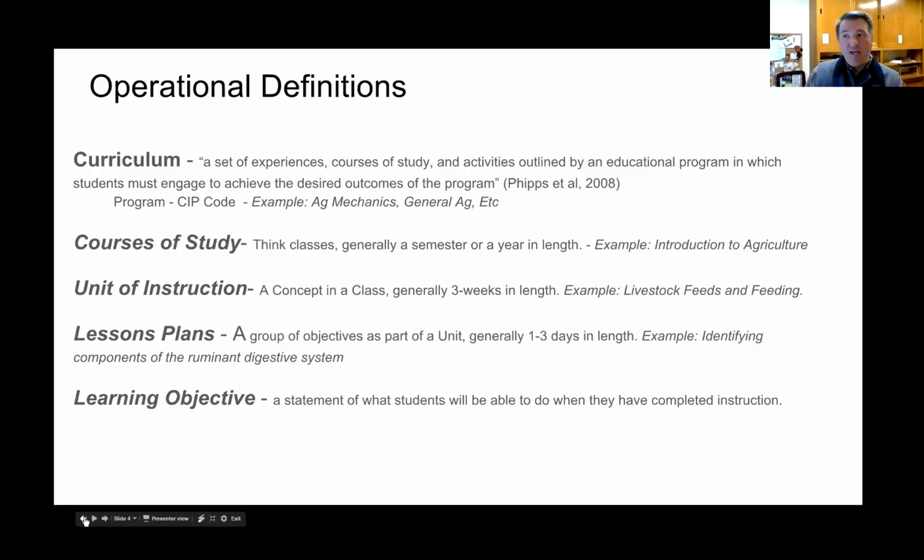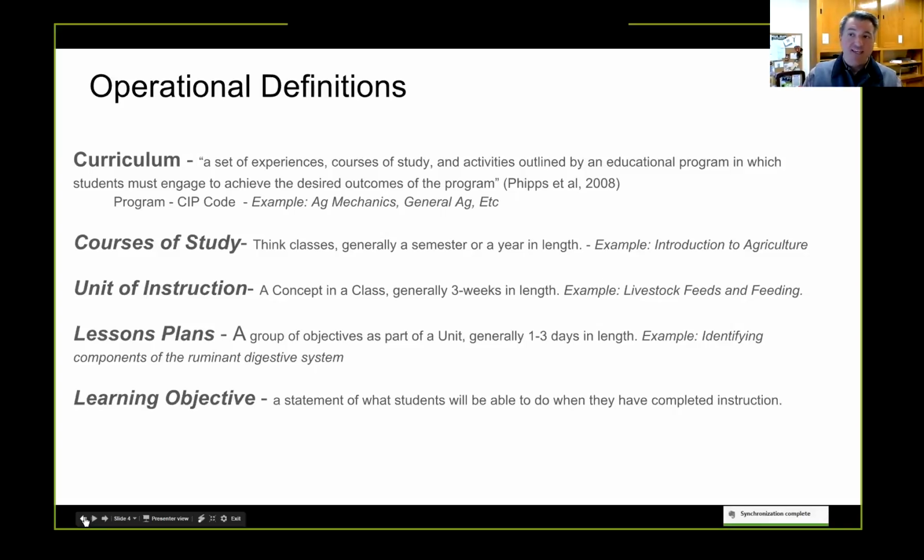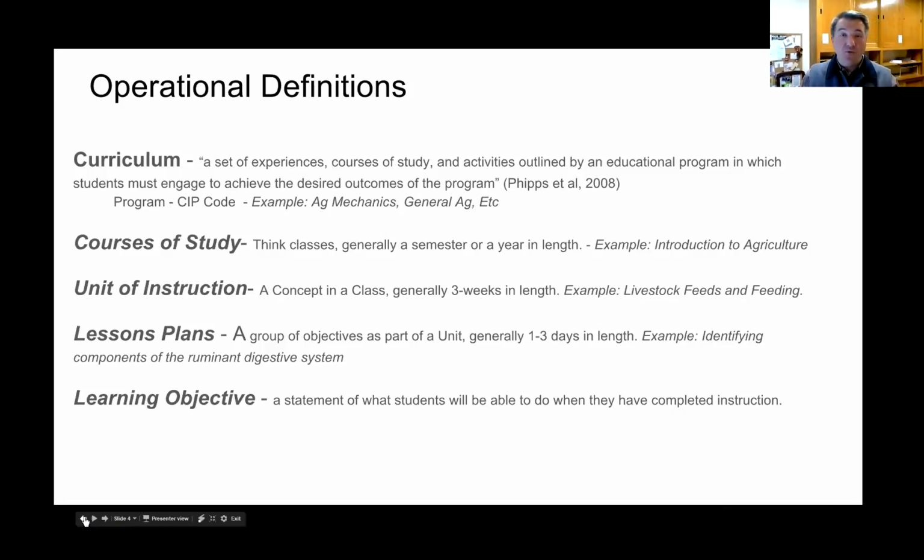So we have the curriculum, then we have courses of study. For courses of study, think of classes, and generally they're a semester or a year in length. Introduction to agriculture. So when you put together your scope and sequence, I see I'm misspelling, darn it, I misspelled curriculum. I'll just point it out to everybody and you can laugh at me. Anyway, as we look at courses of study, that's that scope and sequence of how they fit together to achieve your curriculum goals. So introduction to ag, followed by principles of animal science, followed by advanced animal science, followed by a capstone course, as an example, might be a scope and sequence of four classes, the pathway that a student would follow through your program.